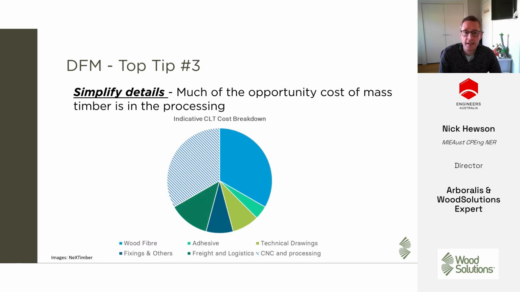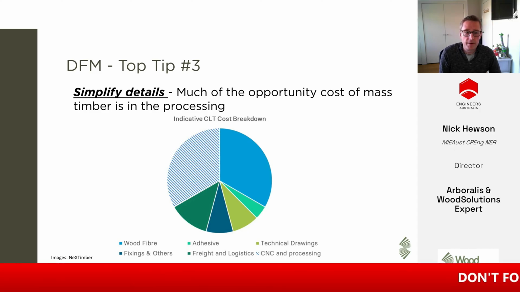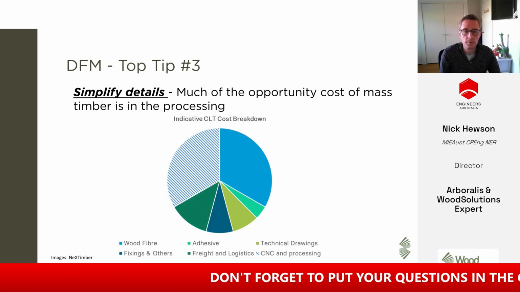Tip number 3, simplifying the details. So much of the cost of mass timber is in the CNC cutting, the processing, that side of it. As I mentioned earlier, the volume of wood doesn't necessarily change too much, the adhesive, all the other parts, but if your details are very, very complicated and time consuming to manufacture, then that can have a huge impact on the overall cost.